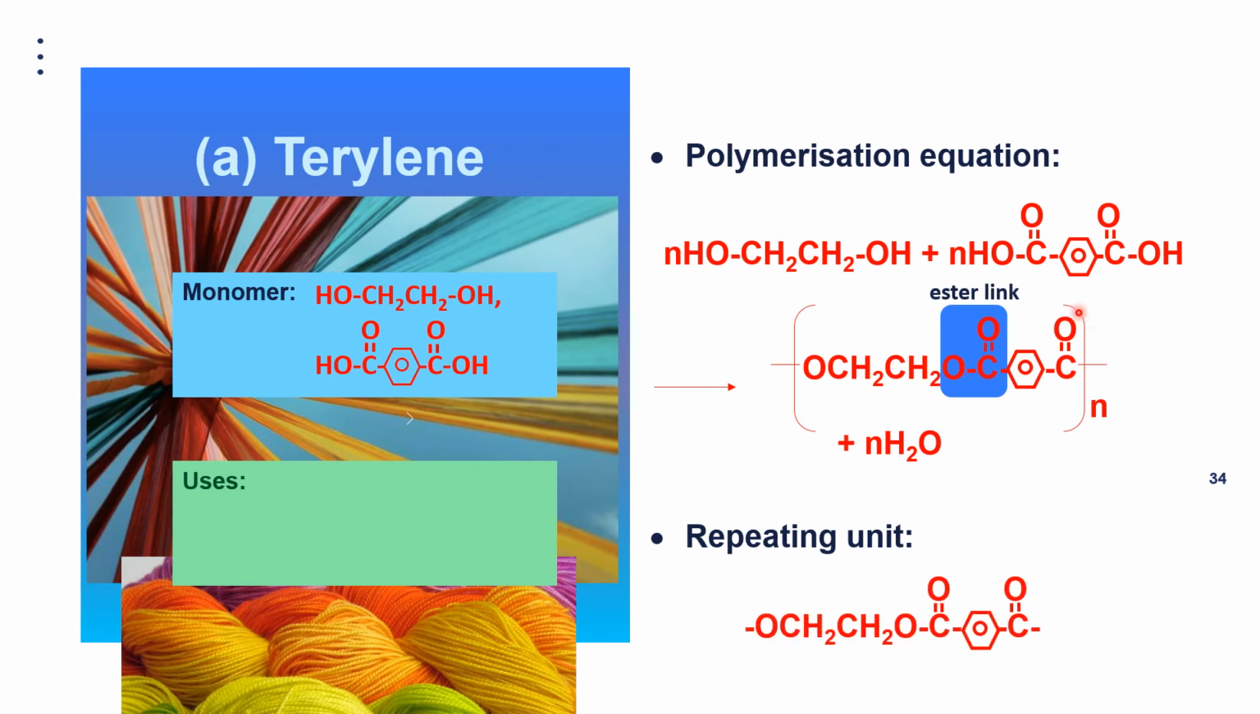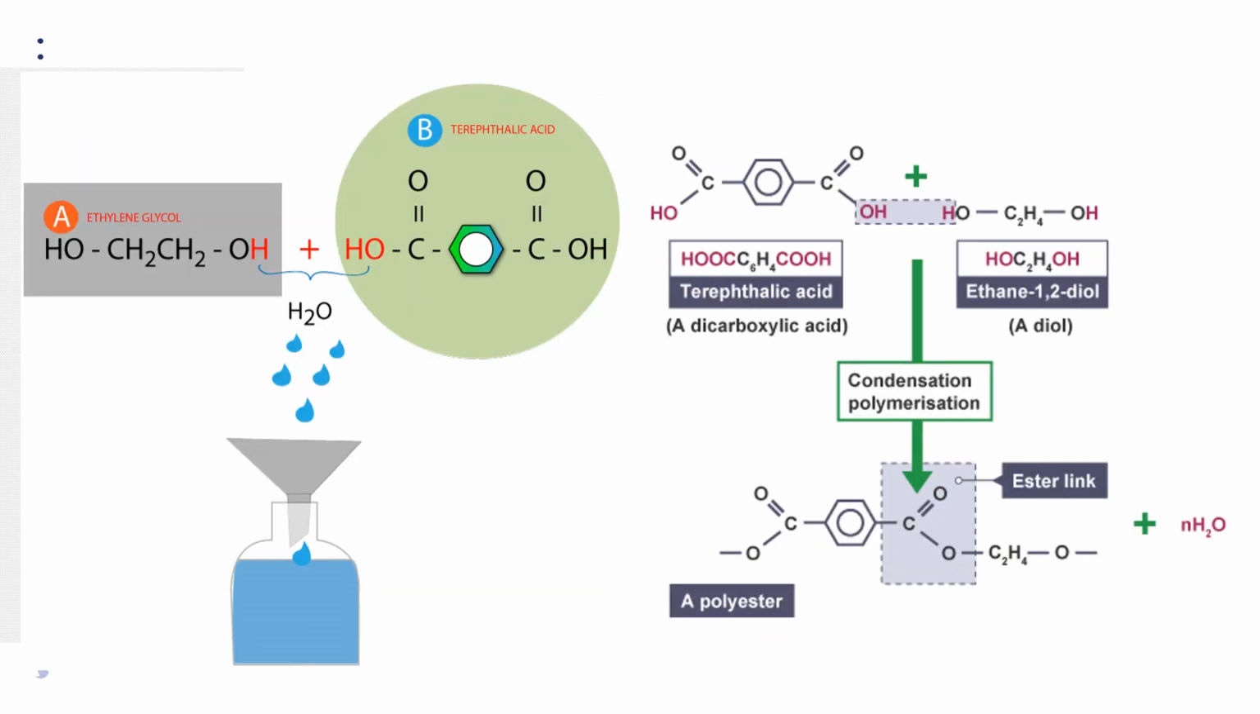For the polymer, you have to write the bracket and the repeating unit; you just copy the structure in the bracket of the polymer. Uses of terylene are to synthesize fiber in the manufacture of yarn and textiles. You can see here, water is eliminated during the reaction, and the ester link is formed.